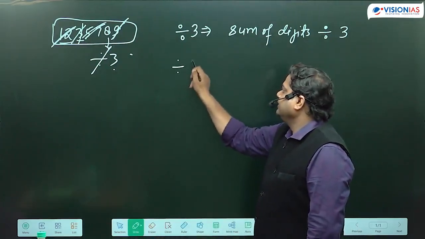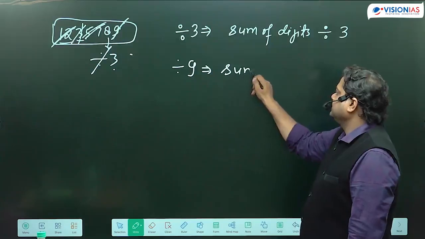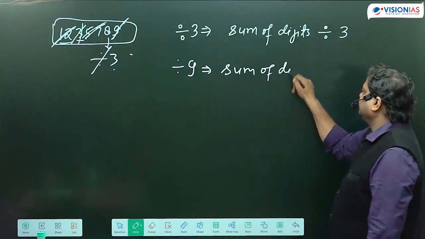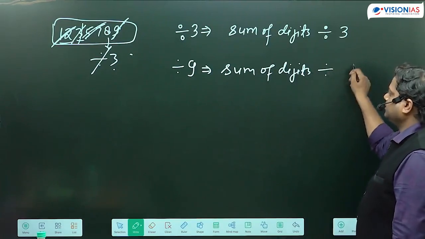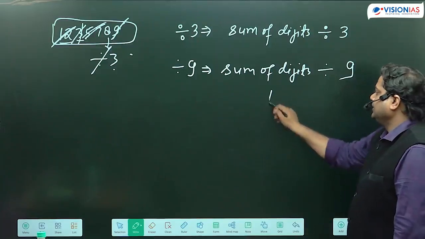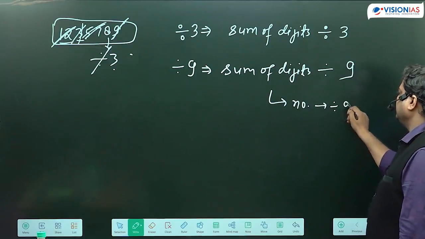That means this number is not completely divisible by 3. Then the same way, the divisibility rule of 9: the sum of digits must be divisible by 9. Then only we can say that the number is also divisible by 9.